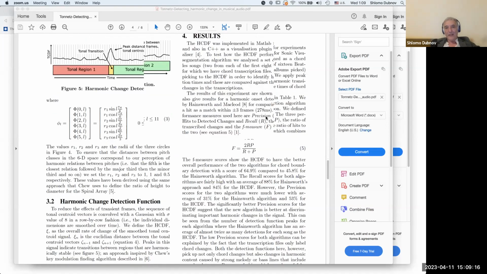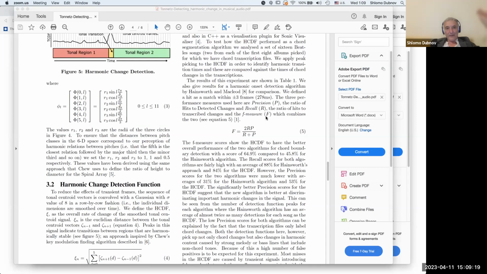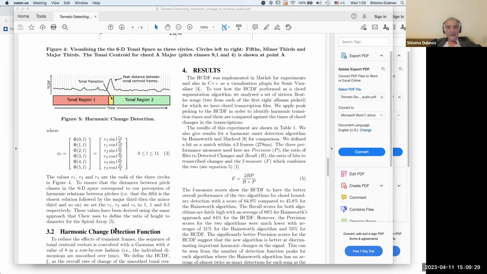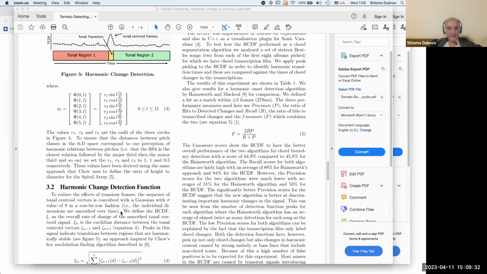Why they choose to take this circle and squeeze it by 2? That's an excellent question, but I don't have an answer. In some sense, it would make sense just to keep them all ones and then you just ignore these intervals. You basically only have the cosine and sines here. But they chose this, and they refer to another work by Elaine Chew, who was in USC and then Queen Mary. She actually proposed this idea of the spiral array that we saw before, and she claimed that this is the ratio of height to diameter.